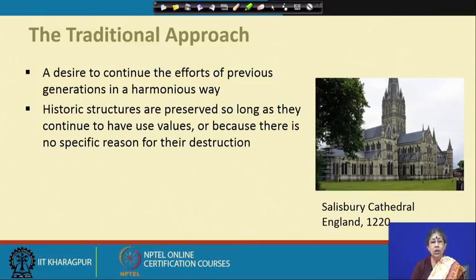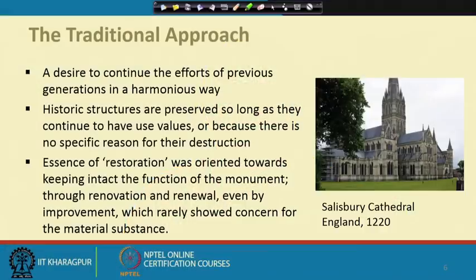It was a continuity of use which was given a lot of importance, because there was no specific reason for destruction. It continued, it was in use, and people went on adding to that, restoring that, and there was not so much conservatism about what should be the material. Whatever traditional techniques were available, the major aim and objective was to keep that in use. So, that is what we consider as the traditional approach.